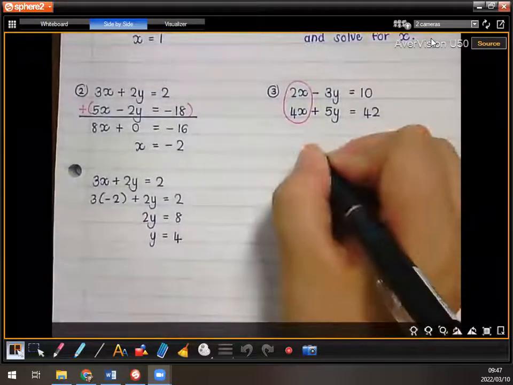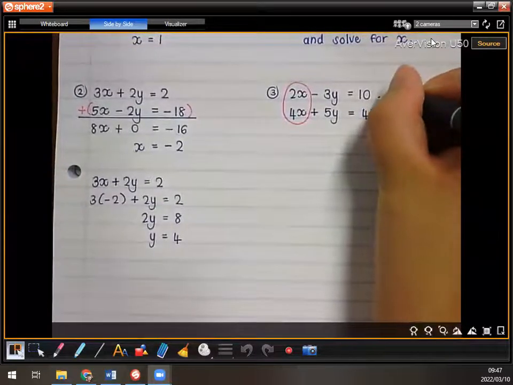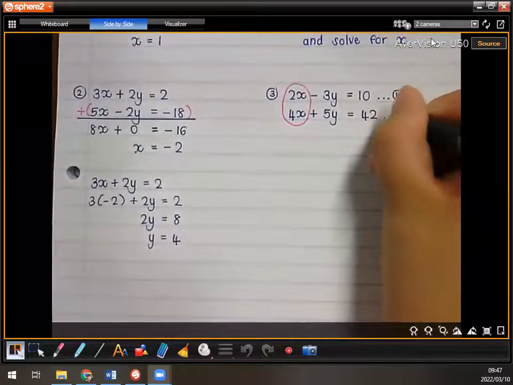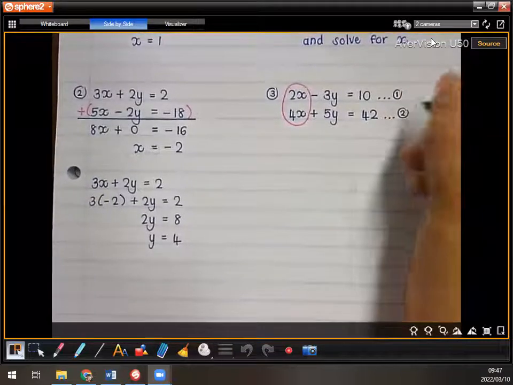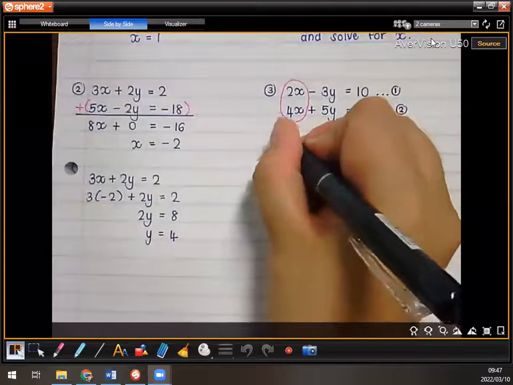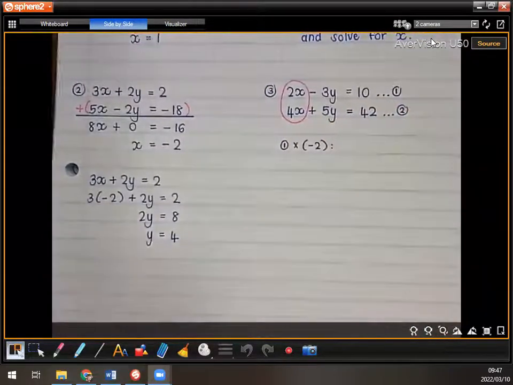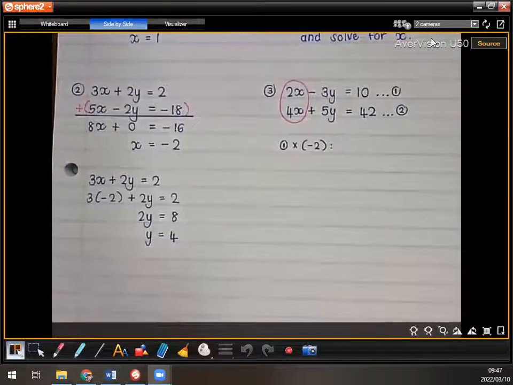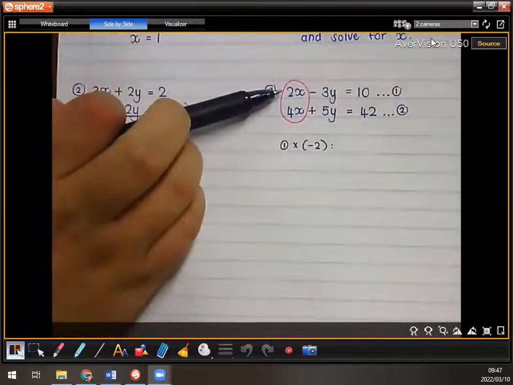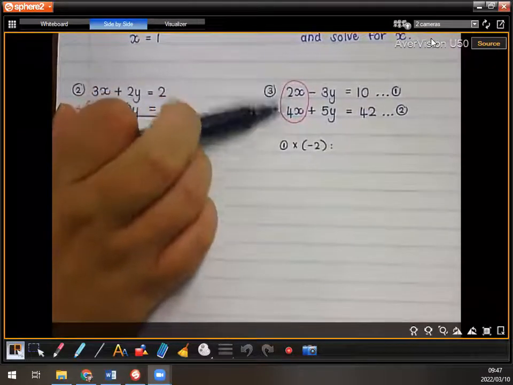Some teachers will actually label this as equation 1 and equation 2. I suppose it does make it a bit easier. So you're actually going to write down equation 1 multiplied by negative 2. It's good to show what you multiply by, because I want it to be negative 4, so that it will cancel out the positive 4x that I have.